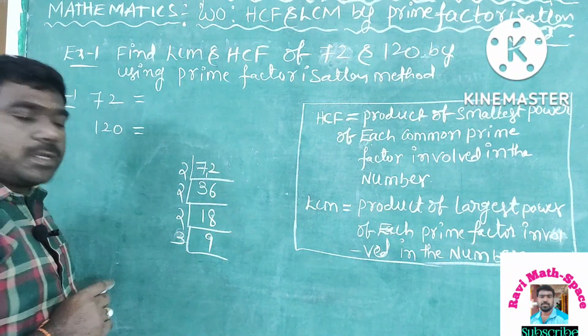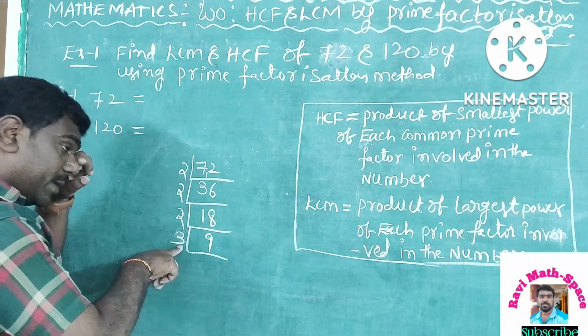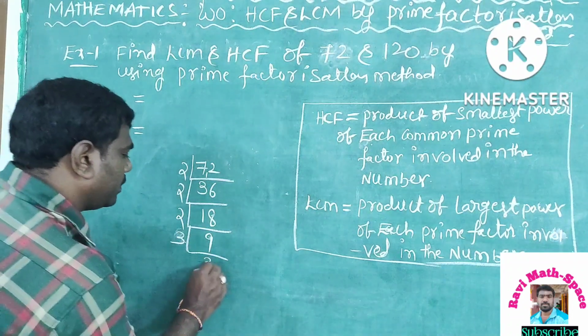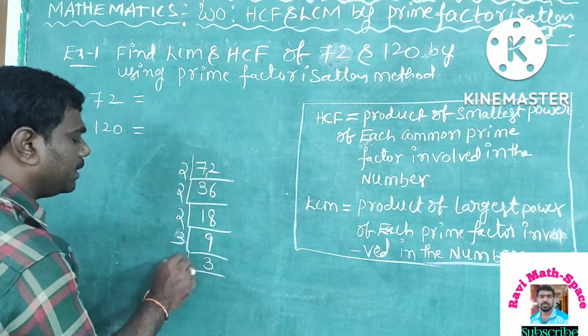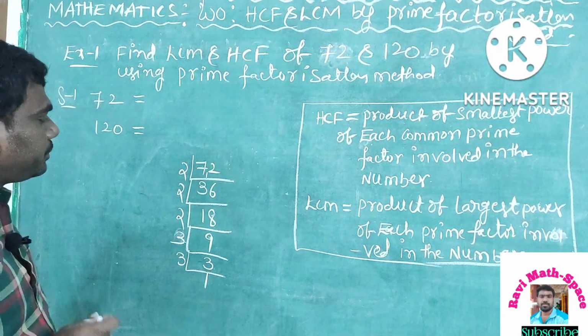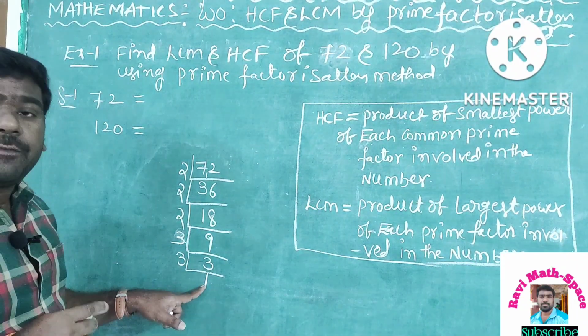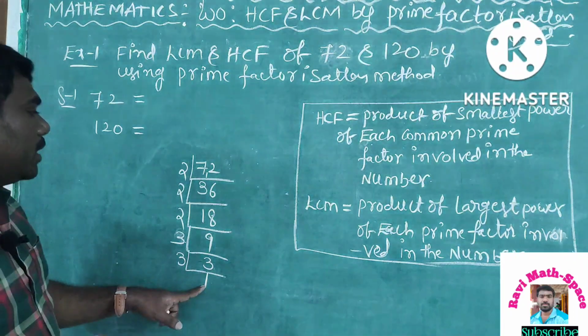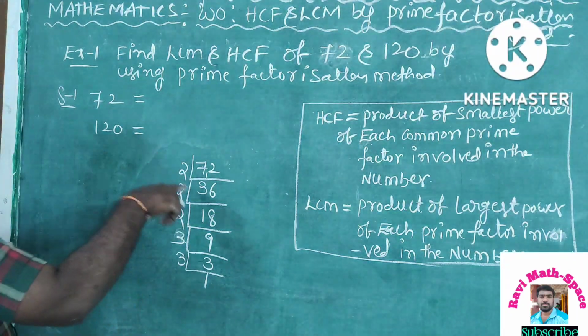Now 9 is divisible by 3. Yes. When it is, 3 3s are 9. Again, the 3 table: 3 1s are 3. Therefore, at last we got 1.